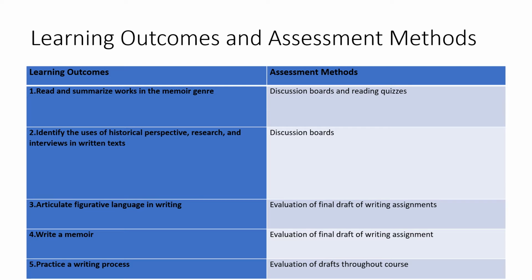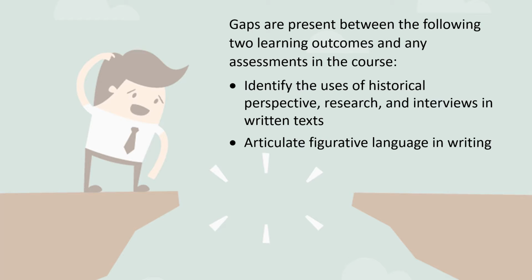The 2 learning outcomes lacking adequate instructional materials in the course are numbers 2 and 3. Number 2, identify the use of historical perspective, research, and interviews in written texts. And number 3, articulate figurative language in writing. The gaps present between the outcomes, expectations, and instructional materials in the course create barriers to full learning success for students.